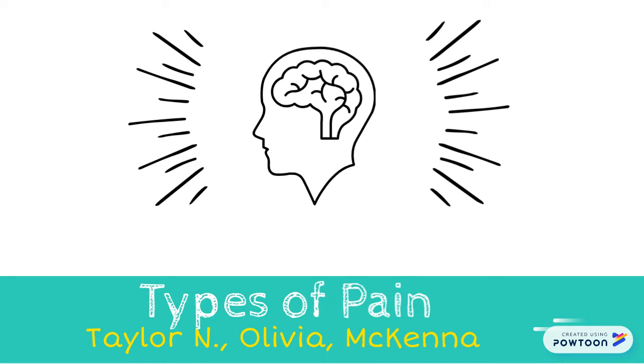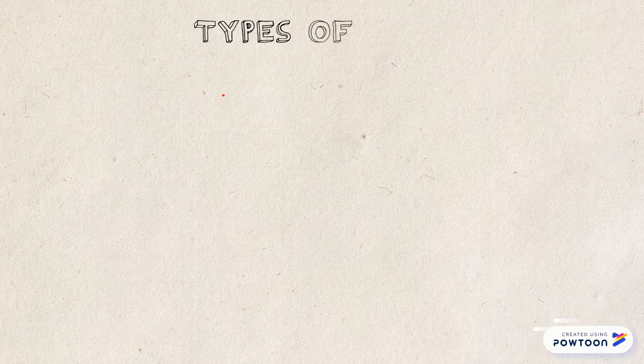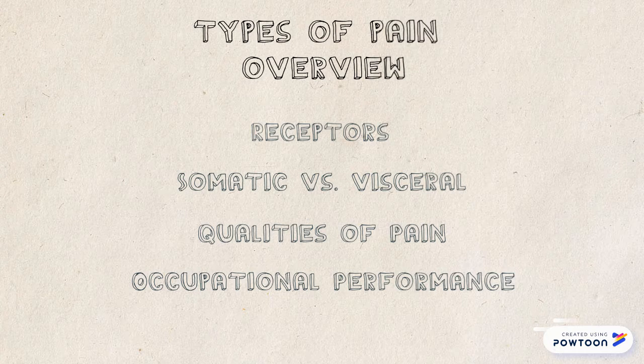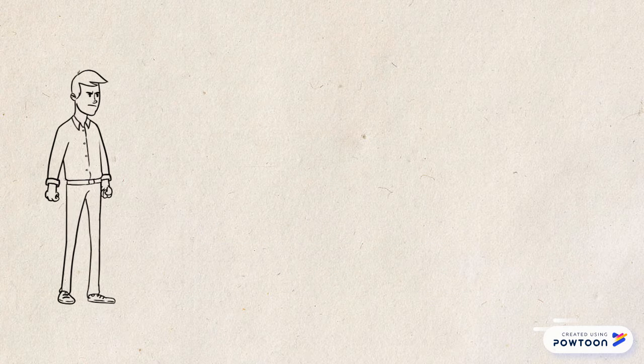Today we're going to be talking about the different types of pain. We'll be covering receptors, somatic versus visceral pain, qualities of pain, and how all of this affects occupational performance. So let's say Bob stubs his toe.